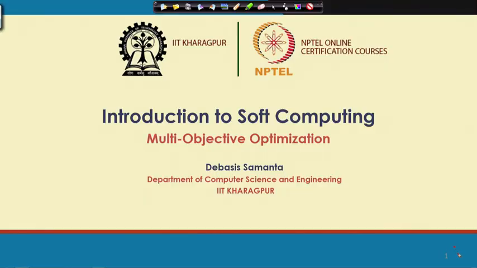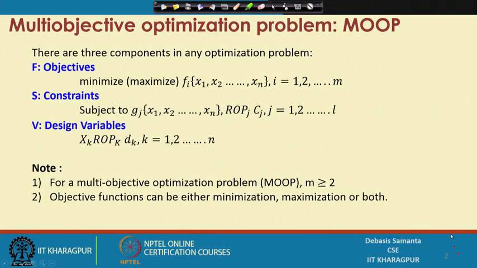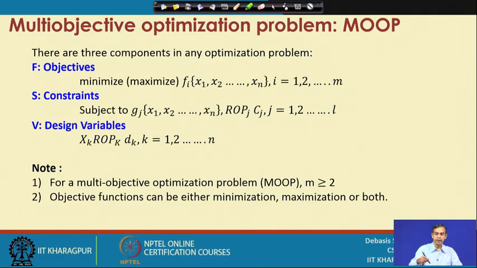Now, we are going to discuss more general cases of solving optimization problems, where instead of only one objective function, there will be two or more objective functions. This particular problem is called a multi-objective optimization problem. In a formal notation, the multi-objective optimization problem, which we may abbreviate as MOOP, can be defined in a formal specification, which is here.